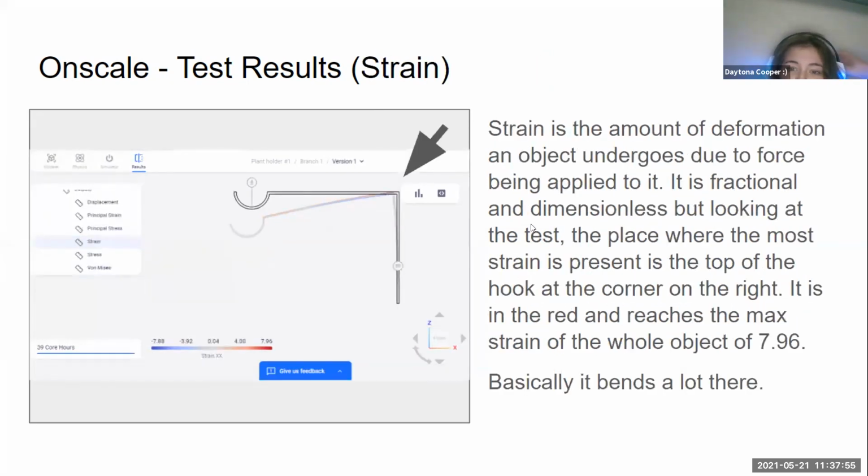When we look at the strain, it's the amount of deformation an object undergoes due to the force being applied to it. And in this case, most of it is located in this top right corner, and it is fractional and dimensionless, so we can say just 7.96. But looking at the test, the place where the most strain is present, we already talked about that, it's in that top corner. And that is in the red, it's at the max. If you scroll over it in the program, it says that is where the most of it is. And so if we're just going to recap that, it bends a lot there.